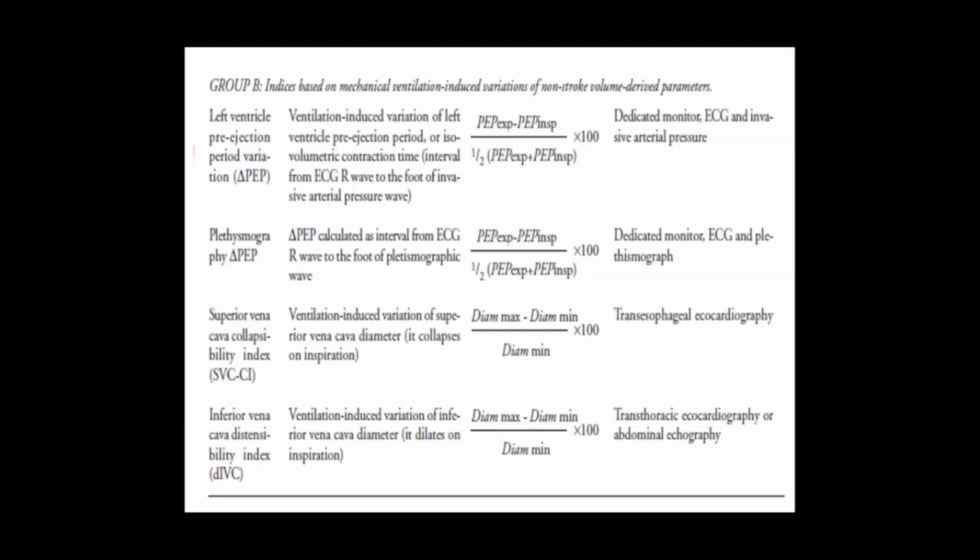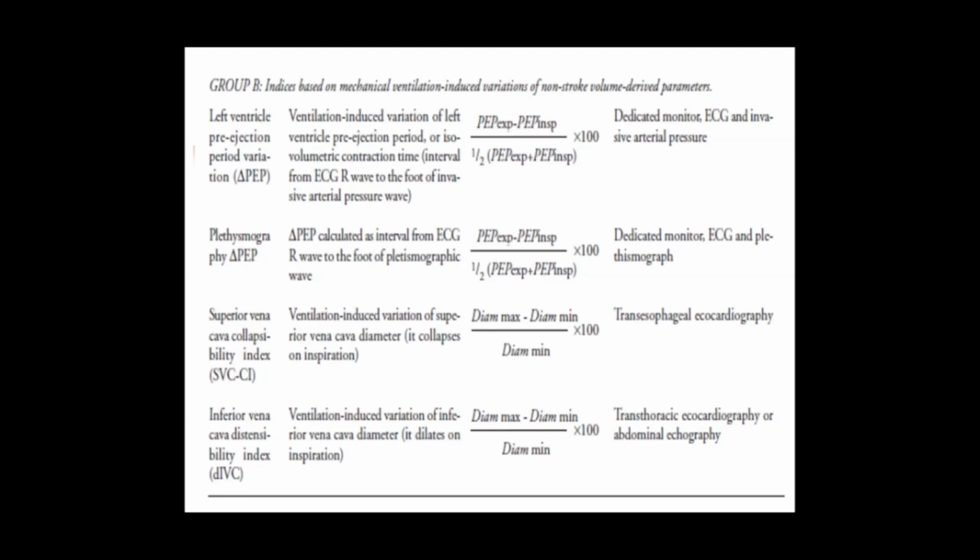So delta PEP, which is the pre-ejection period variation, can also be calculated by using plethysmography, with the same formula, but here the ECG R wave to the foot of the plethysmographic wave will be calculated by the dedicated monitor. And in place of invasive arterial pressure, we will use a plethysmographic wave. One is an invasive and one is a non-invasive technique.